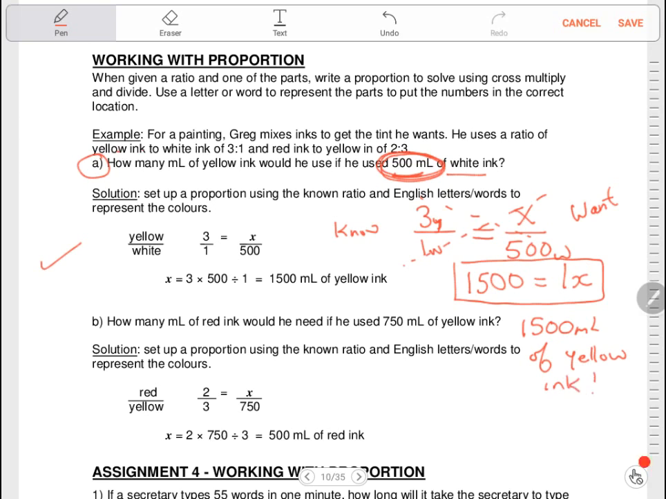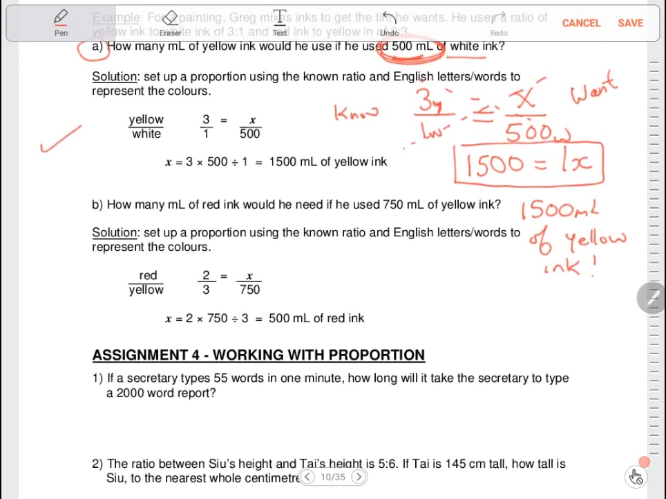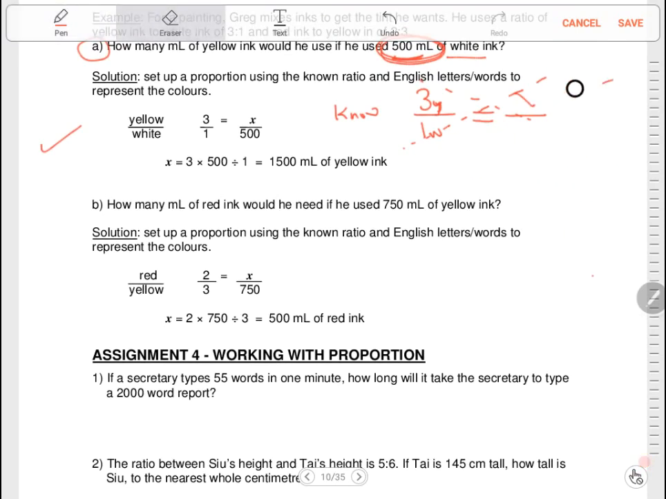Okay. Now, using my strategy, I'm going to move down here to B. Now, I'm going to do some erasing because it just makes our life easier. Now for B, what you have is probably different colors here. So they're talking about, for B it says, let's see, it says how many milliliters of red ink would be needed if you use 750 milliliters of yellow ink. So I start the process the same.